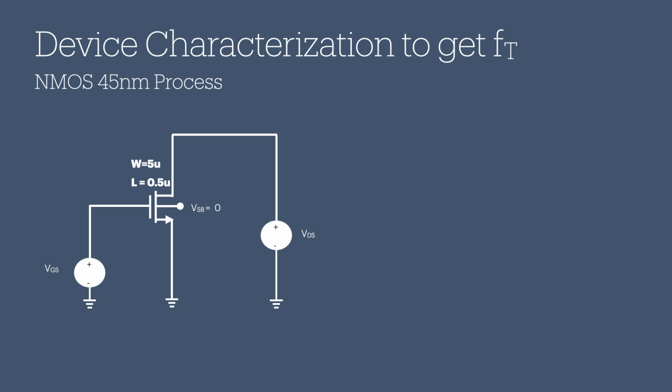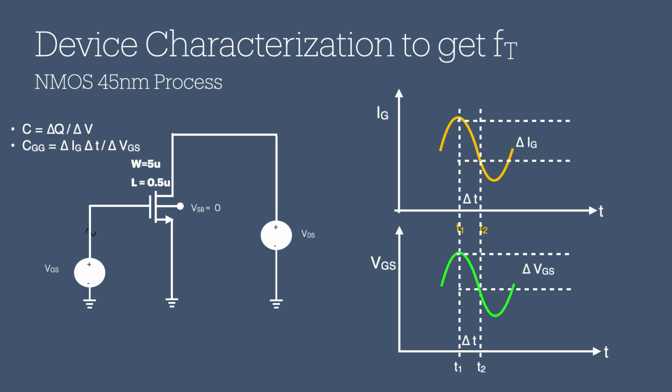Next is the transit frequency. To get the transit frequency, we must first get the CGG, or the total gate capacitance of the NMOS. Capacitance is defined as the charge per unit voltage. The charge we are interested in is the charge at the gate terminal of the transistor.